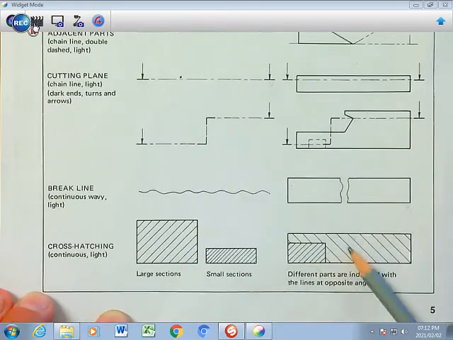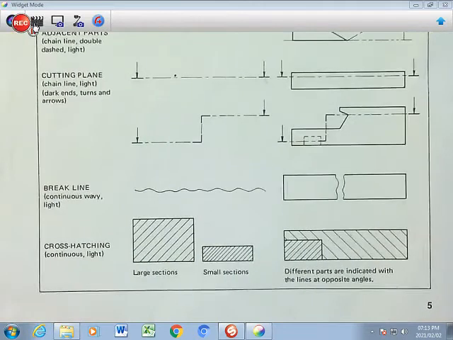And there they are shown when two components are cut, but they are separate. They are not one single component, they are two different or separate components. The hatching, or the cross section, must take different angles. One going that way, the other going that way. And it can also be spaced differently apart.